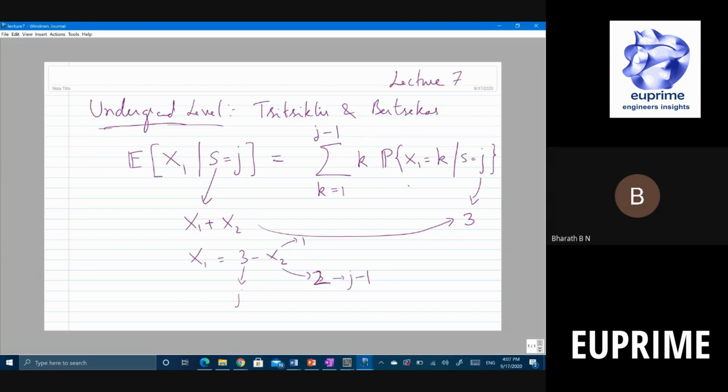Is that fine? Sir, but the summation of the two outcomes of the two dice can be 12 also, when 6 and 6 comes. But you are conditioning on the fact that it is not 12, for j. Suppose you are saying S is equal to 12, right?